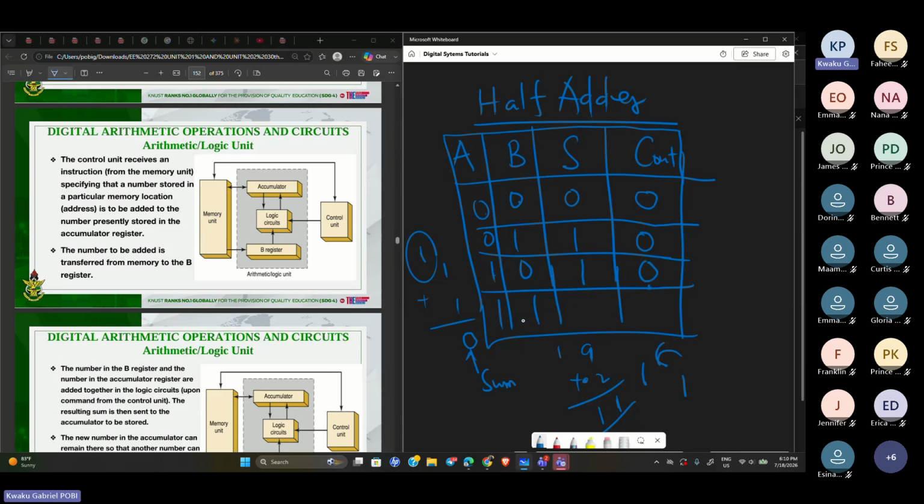Now here you have 1 plus 1, which is what? 2. I can't write 2 as the sum. Just like if you get 10, you don't write 10 as a sum. But I do 0 carry 1. Here too is the same thing. If you have 2, because it's binary, we are going to get the sum to be a 0, just like what we did here. And then carry a 1, like that.